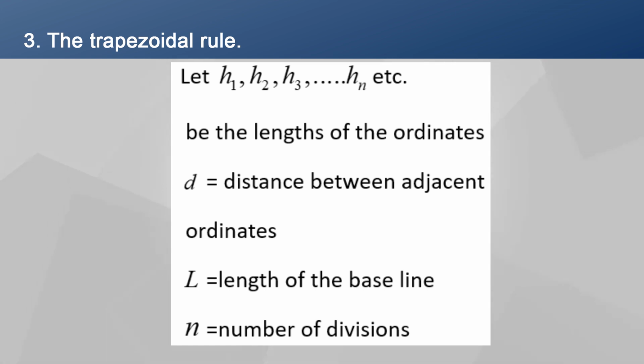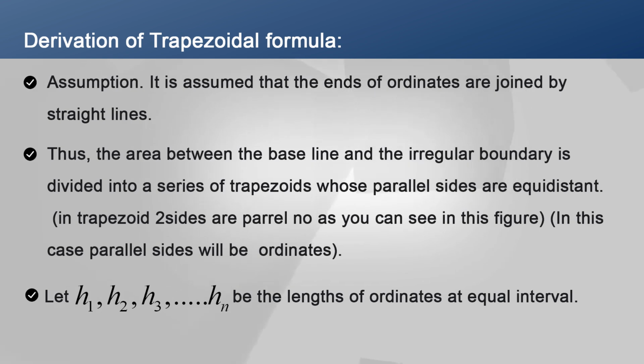Let us assume h1, h2, h3 up to hn be the lengths of the offsets or ordinates. Small d is the distance between adjacent ordinates. Capital L is the length of the baseline. Small n is the number of divisions in which the baseline is divided. Now, we will discuss the derivation of the trapezoidal formula.